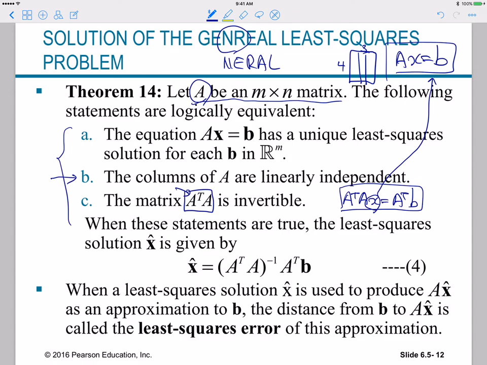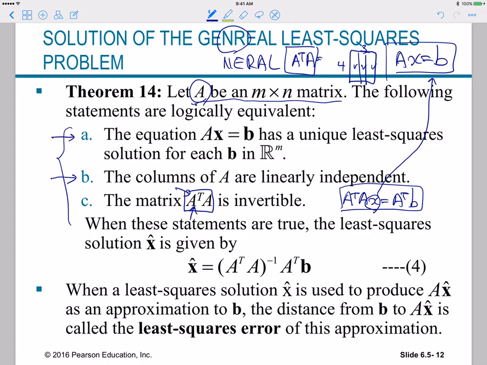In this case, we are considering this A transpose A. So this matrix A transpose A is invertible. Okay, so that's the same statement, I mean logically the same statement, as saying the columns of A are linearly independent. Here you have three linearly independent columns. So in that case, A transpose A, which is a 3 by 3 matrix, will always be invertible. Okay, so that is the same thing, and that's what this theorem 14 says.